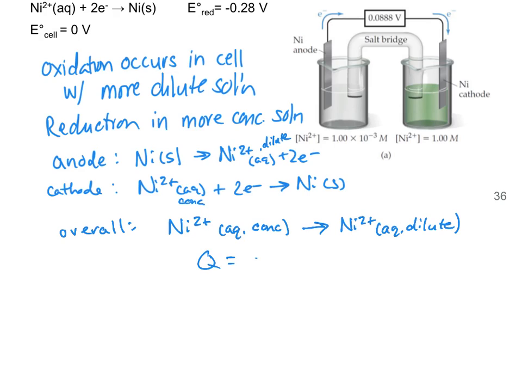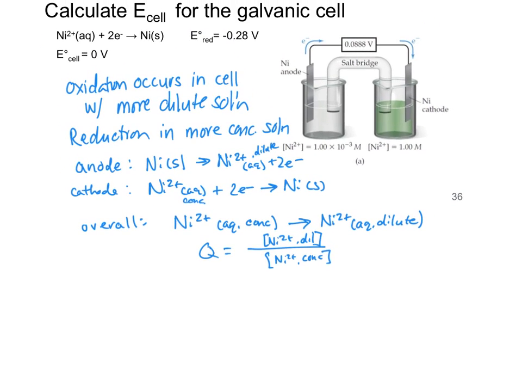Q in this case is going to be equal to the nickel concentration for the dilute cell divided by the nickel concentration for the concentrated cell. Okay. Now you can make a Nernst equation.